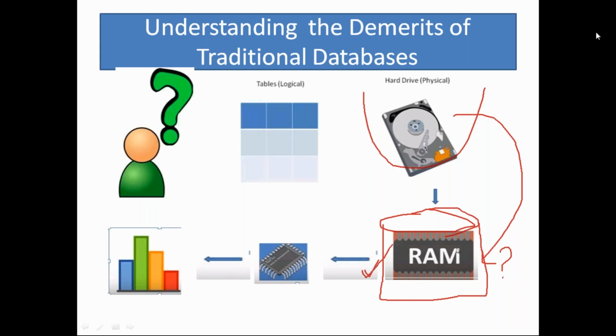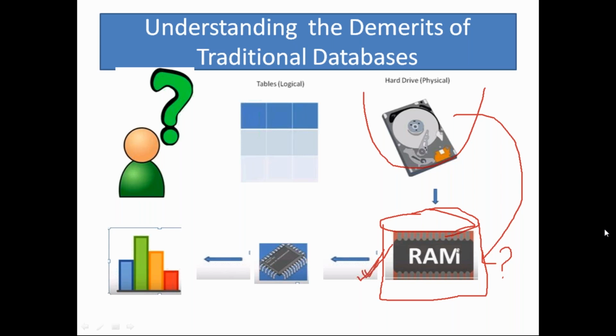RAM is a volatile memory. Once the hardware is shut down, the data will be lost. Okay, good, that is one thing. Yes, that is definitely a serious concern, because this is volatile. So definitely we cannot ignore it. Good, that's one.